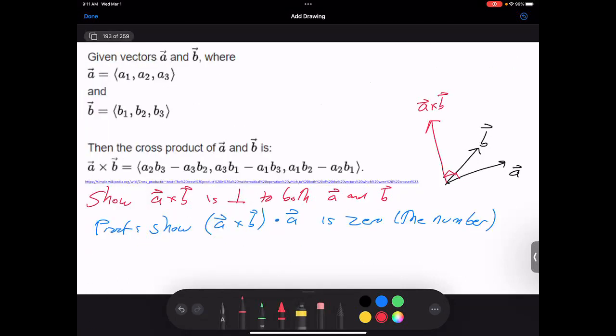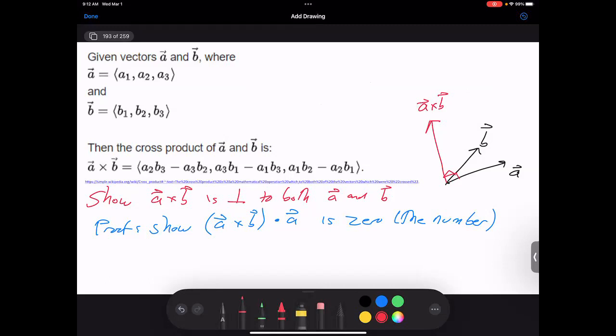Can anybody give me two vectors A and B where it will be easy to calculate their cross product? Two vectors A, B. 1, 1, 1. And? 2, 2, 2. Okay, now 2, 2, 2 is in the same direction as 1, 1, 1. So do 1, 1, 1 and 1, 1, 1. So what would be the cross product of 1, 1, 1 and 1, 1, 1?